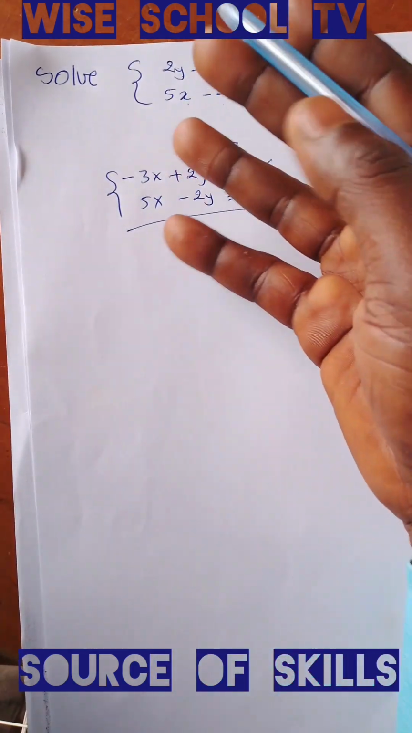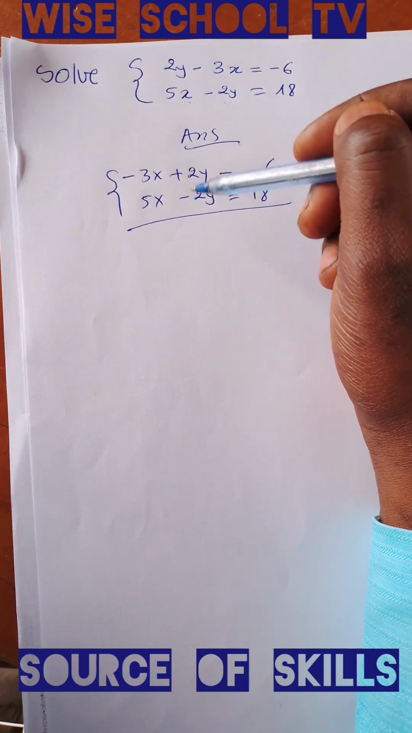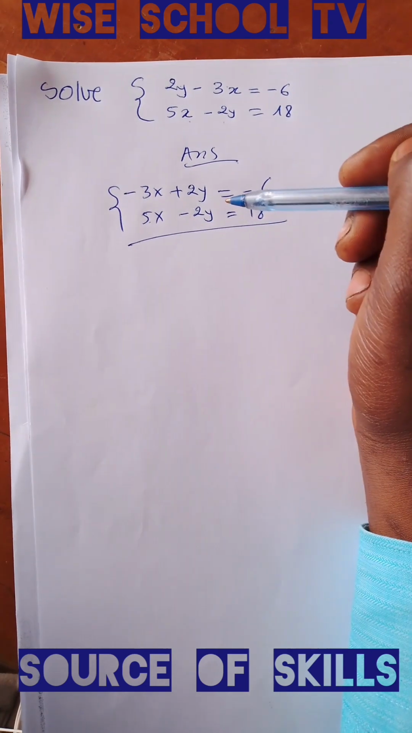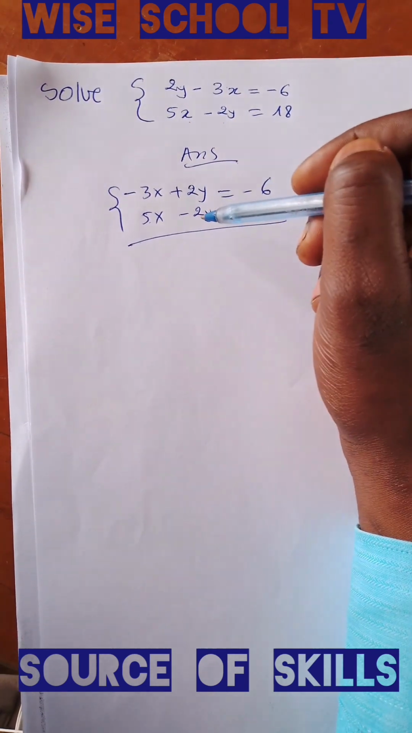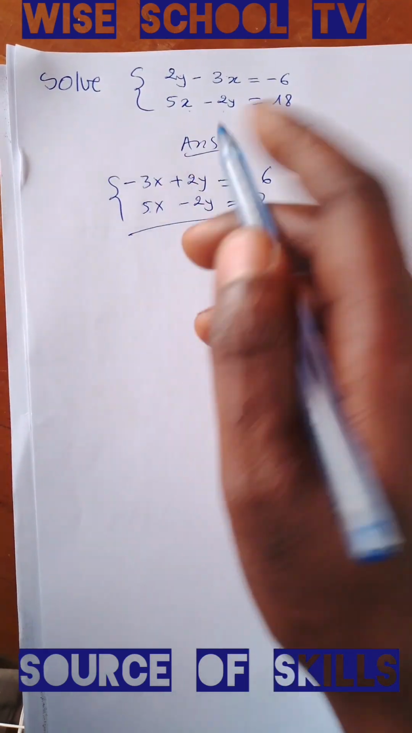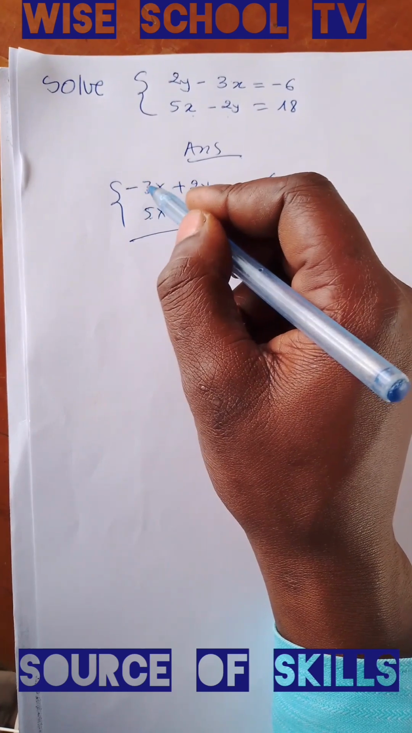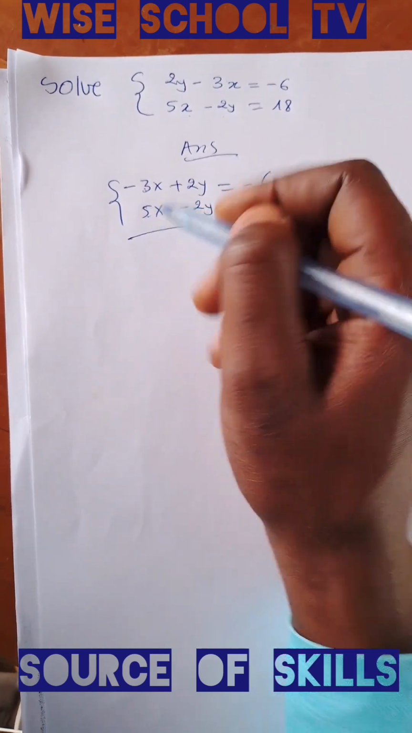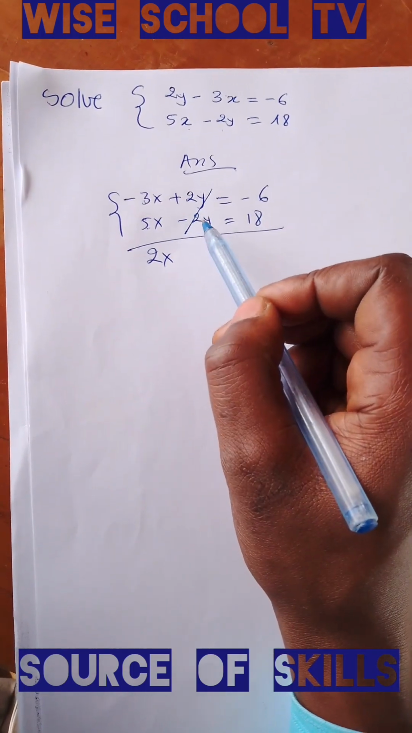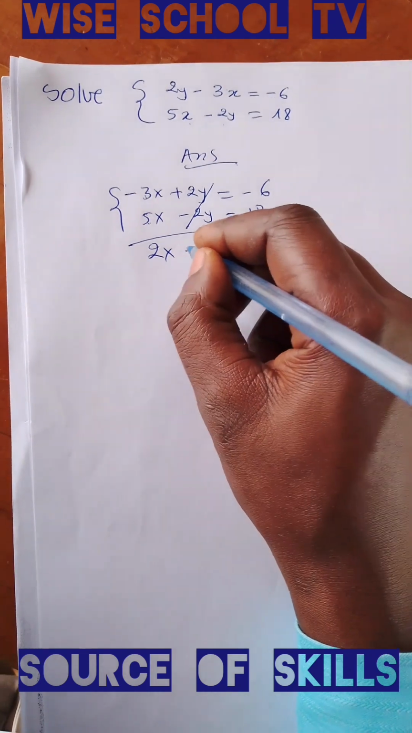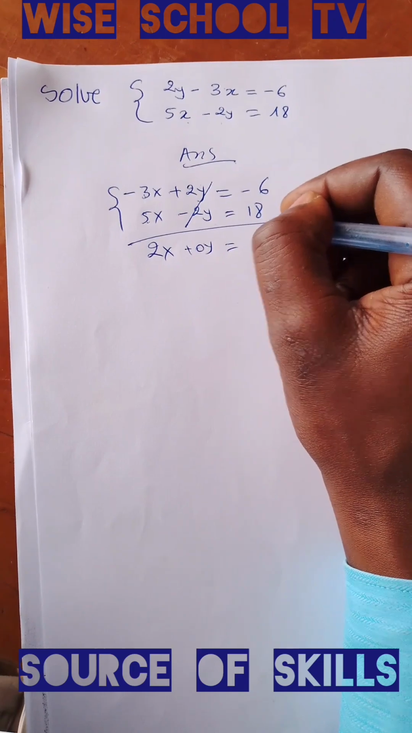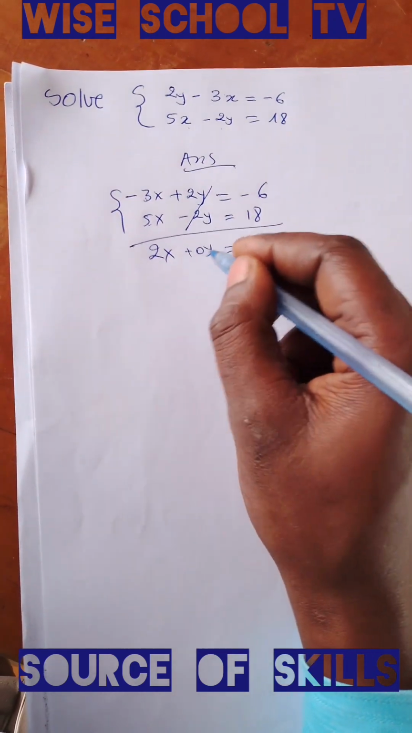We find the coefficients and equalize them. Here we have 3 and 5, and here 2 and minus 2. So we find that 2 and minus 2 are the same for y and y. So we add the equations, taking this plus that. Minus 3x plus 5x is equal to 2x. This is equal to 0 because 2y minus 2y is 0. Minus 6 plus 18 is equal to 12.